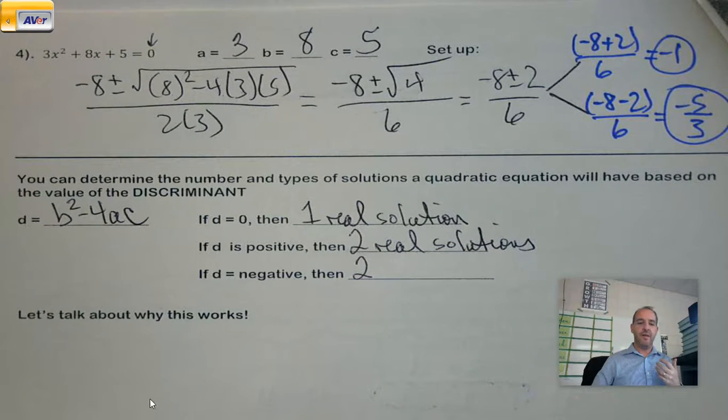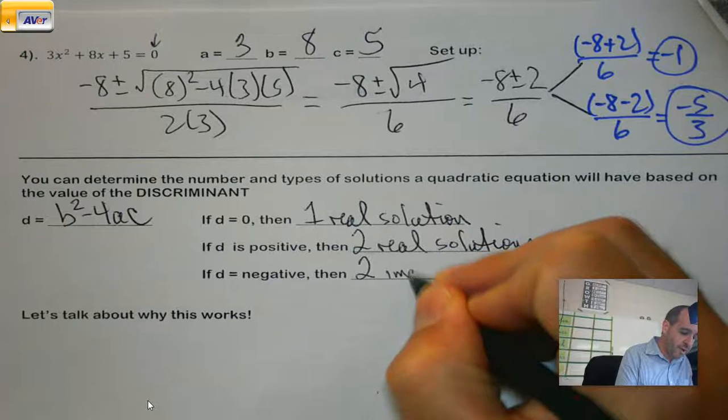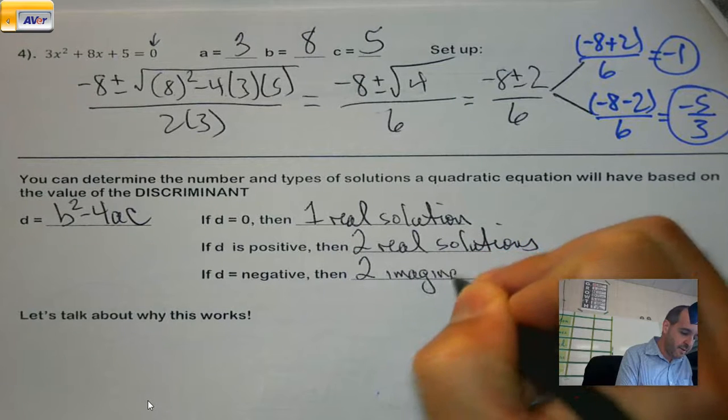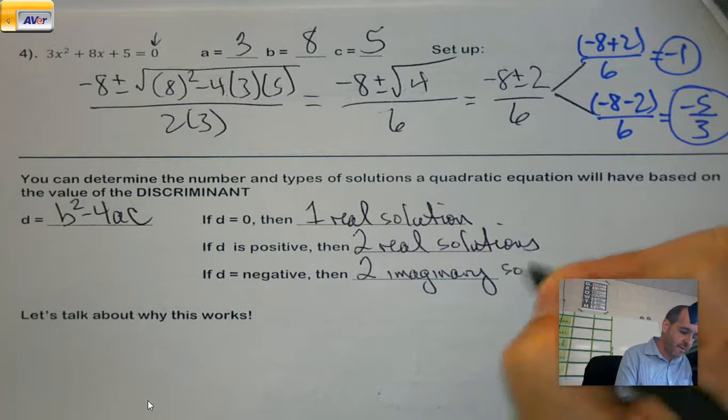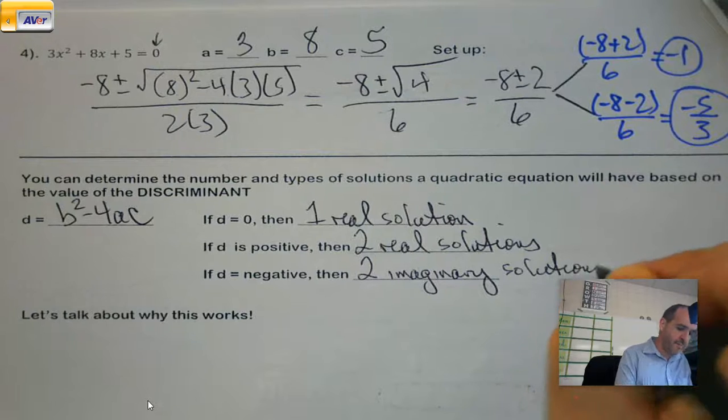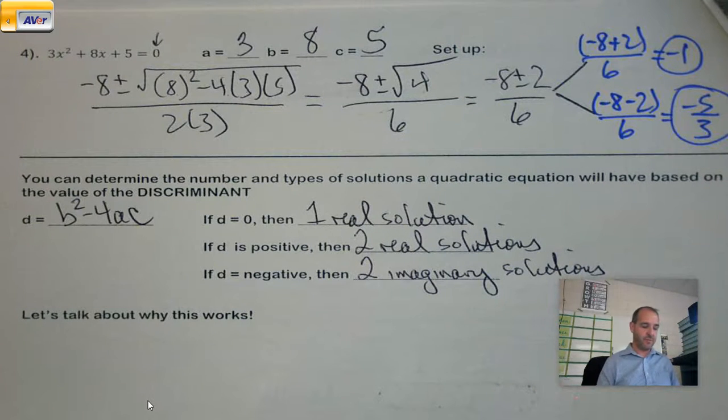there's a few ways that this is put out there by different websites, so I want to make sure I'm getting the language that I want here. Some of them will call it unreal. Some of them will call them irrational. I'm going to call it imaginary. Two imaginary solutions.